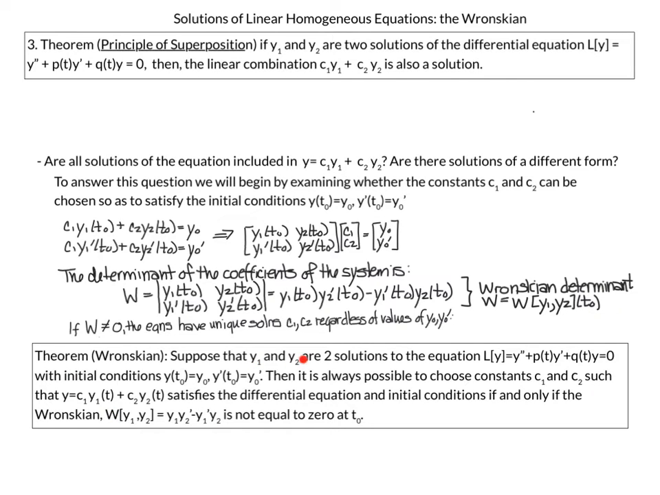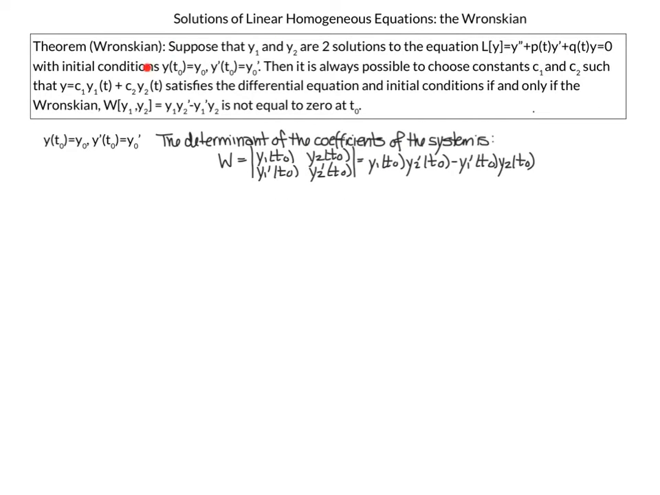Suppose that y1 and y2 are two solutions to the differential equation y double prime plus p(t)y prime plus q(t)y equals 0 with these initial conditions, then it is always possible to choose constants c1 and c2 such that y equals c1 y1(t) plus c2 y2(t) satisfies the differential equation and initial conditions if and only if the Wronskian is not equal to 0.